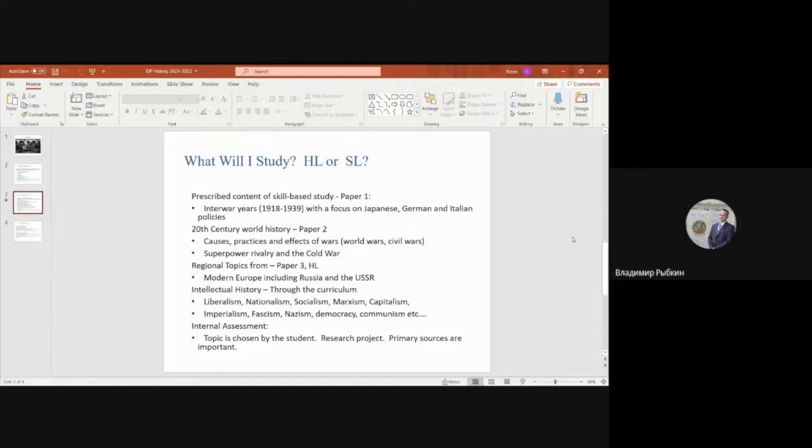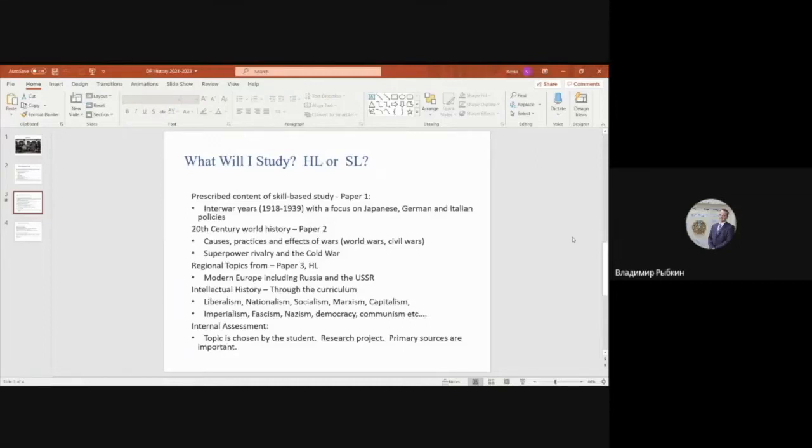And finally, paper 3, regional topics. Some students found it more interesting because these topics are very close to Kazakh history, because you will study modern Europe, including Russia and the USSR.